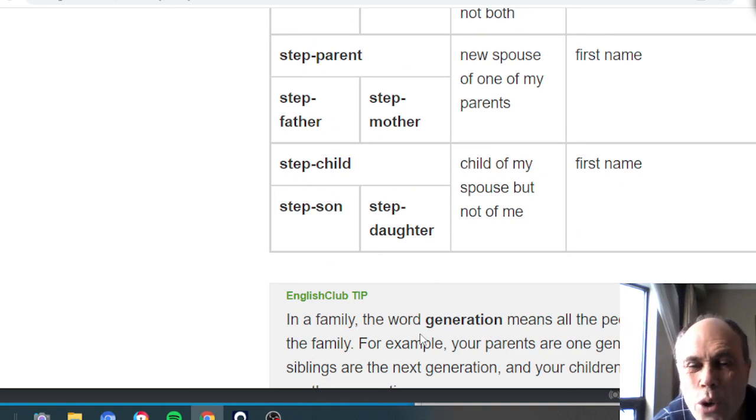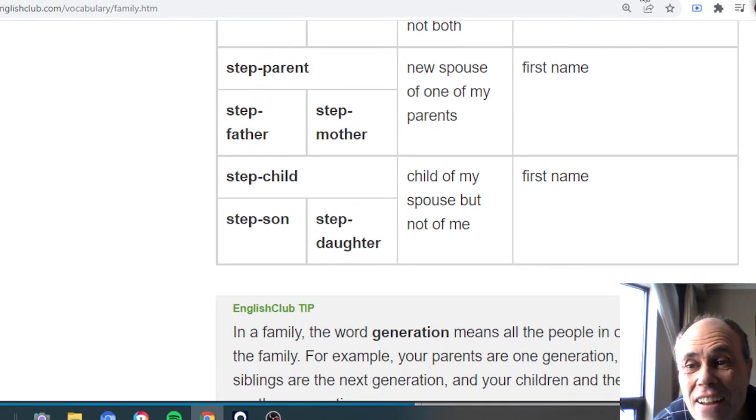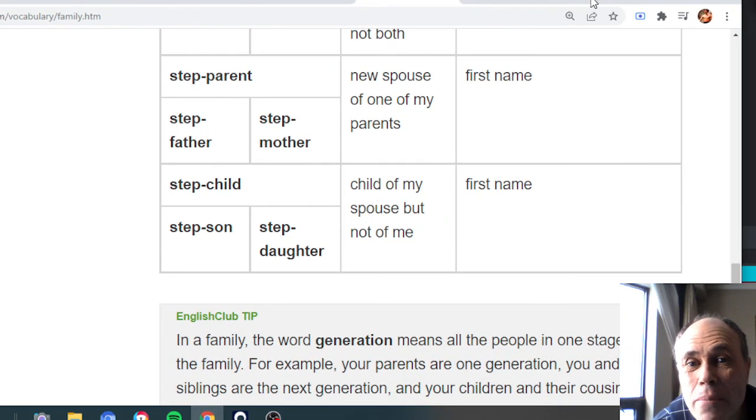Okay? So that's a quick run through of the family vocabulary, and then I'll put a link in for a quiz to make sure you've understood what I've gone through. Okay?